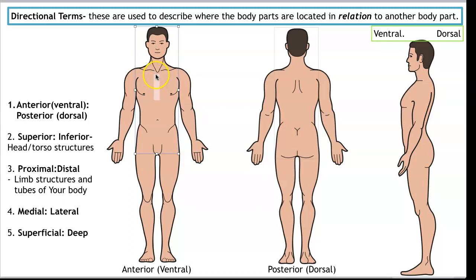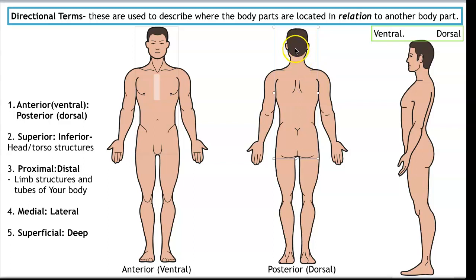Let's go down into the torso. Here we have, this is trying to show you the sternum, the breastbone. The sternum is what relative to the belly button? The sternum is superior to the belly button. The belly button is inferior to the sternum. The sternum is inferior to the chin. So that makes sense.